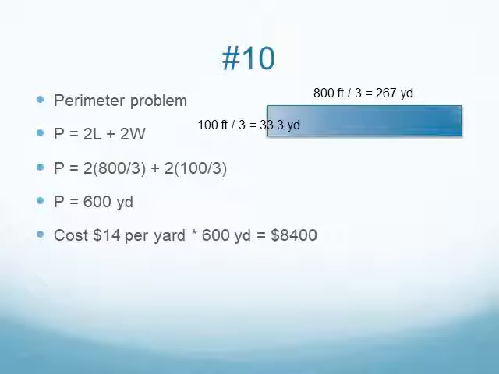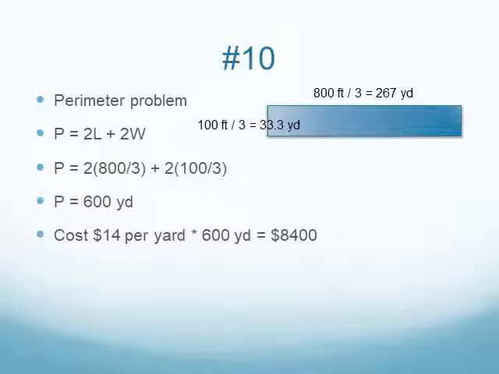All right, number 10. Number 10 says a school playground is in the shape of a rectangle, 800 feet long, 100 feet wide. If fencing costs $14 per yard, what will it cost to place a fence around the playground? Okay, so what I noticed here is the school playground is 800 feet long, but the fencing costs $14 per yard.